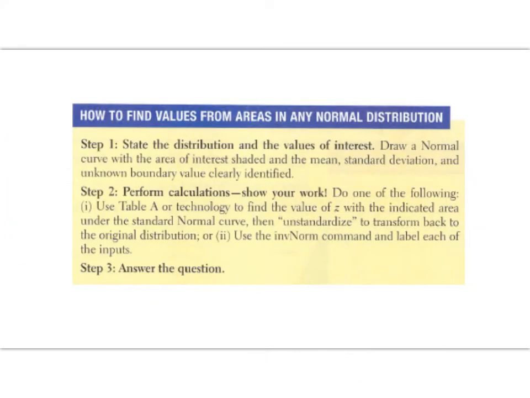If you're going backwards and you're given an area and using that area to calculate a z-score, the same steps need to be followed. We need to state our distribution, draw your picture, label it, identify it, put your boundaries in, shade the area under the curve. Okay, perform the calculations. You'll notice your technology command is a little bit different here. Again, we'll look at that in class. Okay, and then actually answer the question.